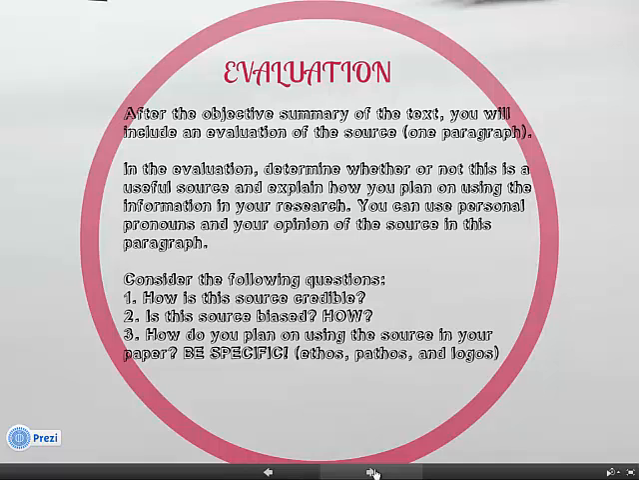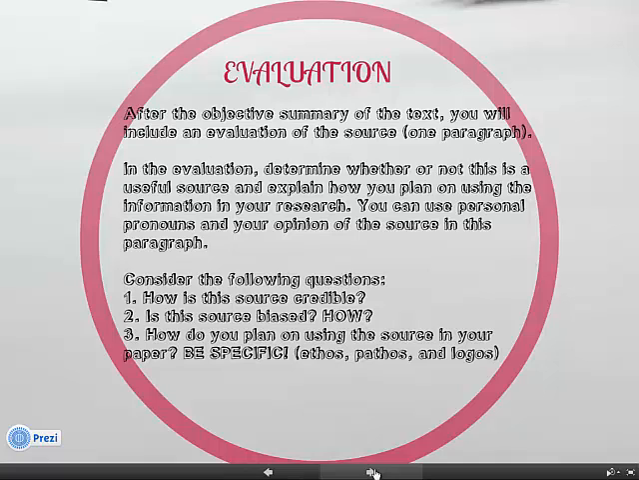So once again, the evaluation is just an explanation as to whether or not you think the source is useful and explaining how you plan on using it in your research. In this part of your annotated bibliography, you can use personal pronouns and your opinion of the source. So you can say, I think that this is a good source to use because it has great examples of pathos.